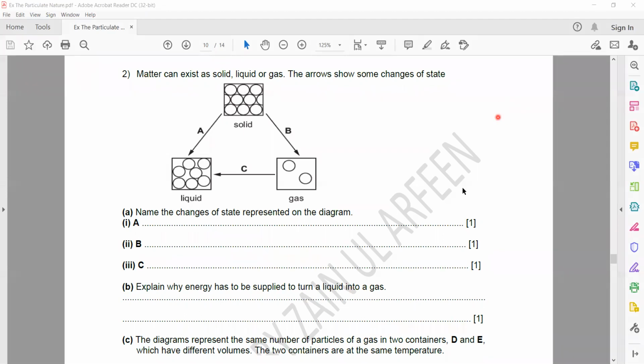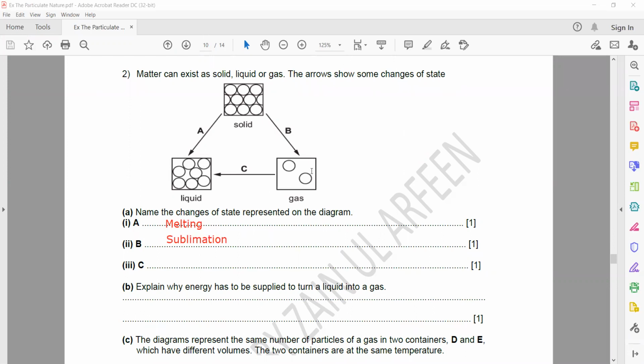So a solid is turning into liquid. We call that melting. What about B? In B, a solid directly turned into a gas, so we call that sublimation.